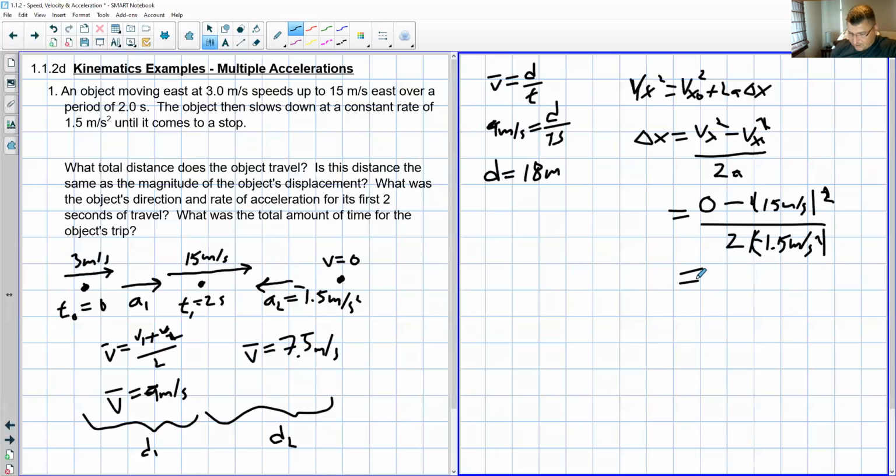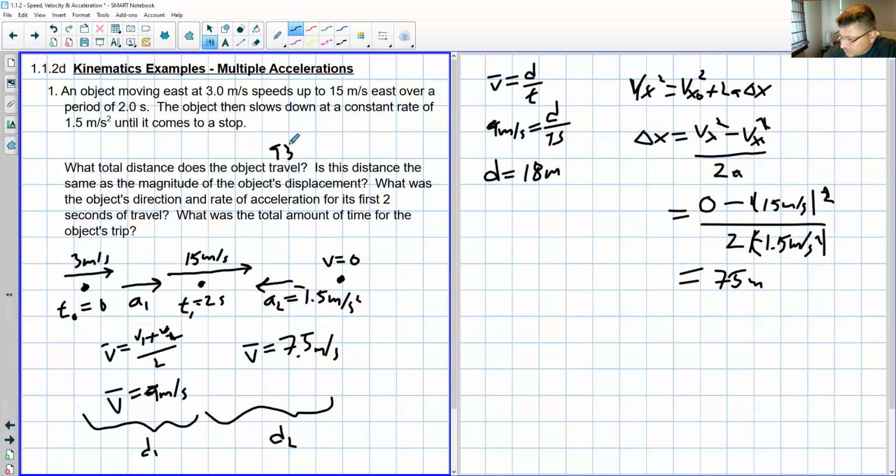So I have 15 squared divided by 3. So that's 75 meters. So we traveled a total distance of 18 plus 75 meters, or 93 meters. So the next question here is the distance the same as the magnitude of the object's displacement? And the answer, in fact, would be yes, because the object never changed direction, right?